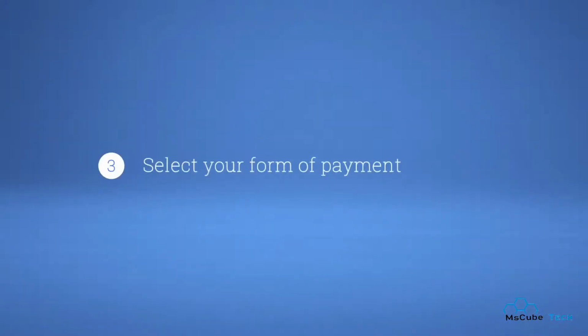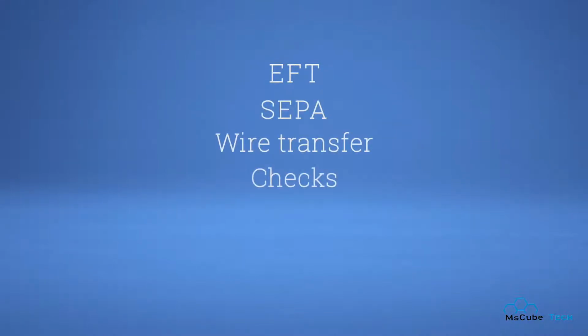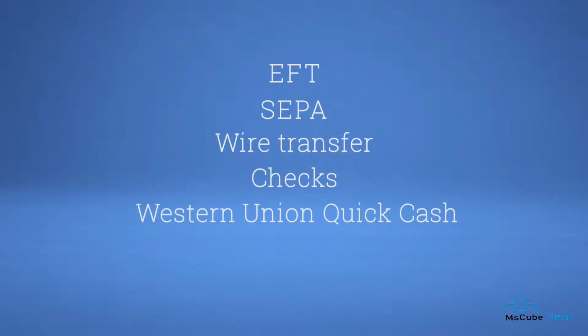Next, you'll need to select your form of payment. Depending on your payment address, you may be able to choose from a number of payment options, including electronic funds transfer, EFT, EFT via Single Euro Payments Area, SEPA, wire transfer, checks, Western Union Quick Cash, and Rapida.